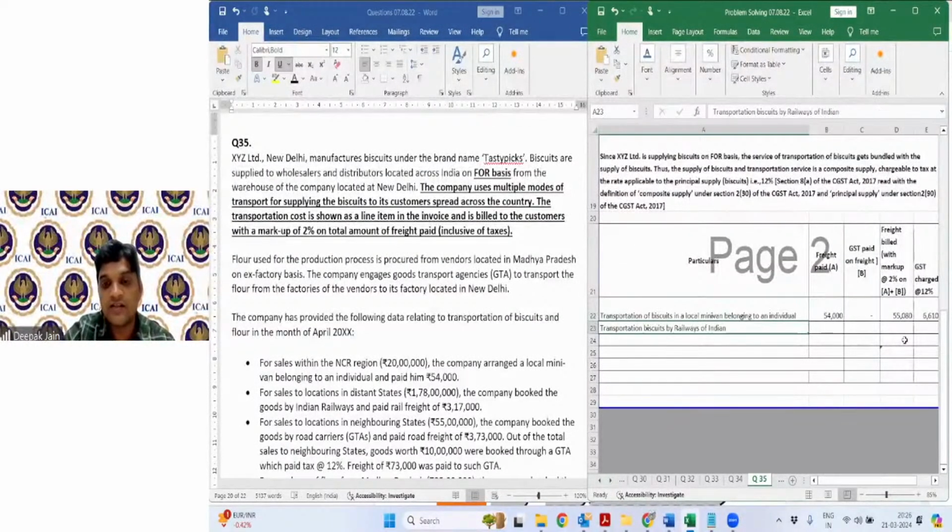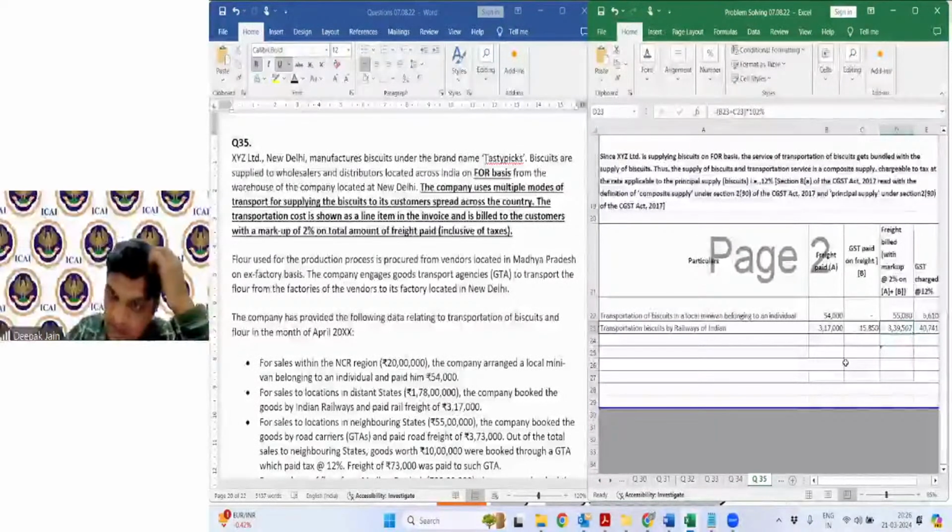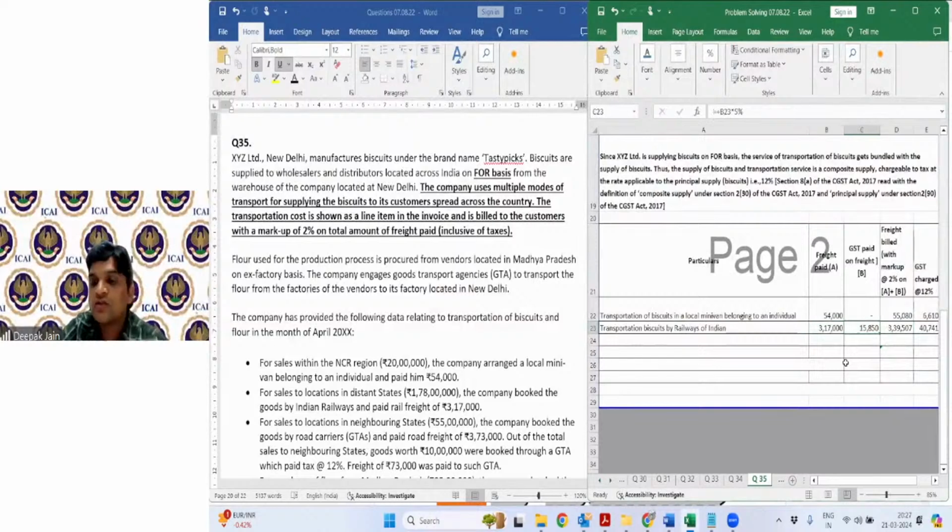12%. Then transportation of biscuits by Indian Railways, 3,70,000. GST paid, I've paid. So what is my total value? Transportation cost is shown as a line item in the invoice and is billed to customers with a markup of 2% of the total amount of freight paid inclusive of taxes. So I'm adding a 2% margin inclusive of tax. So this is the value.